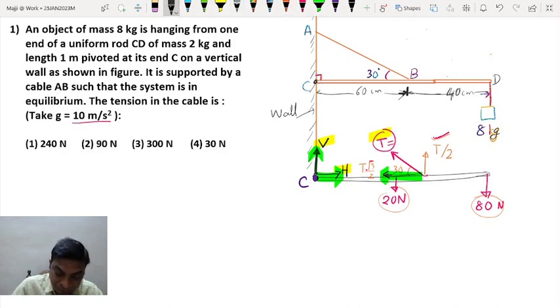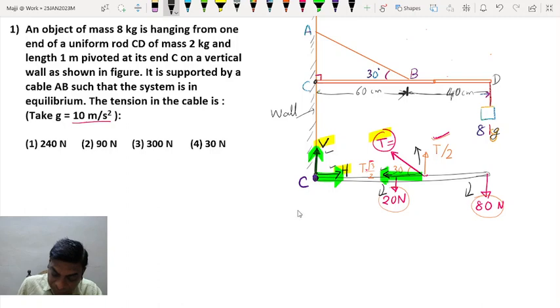So applying the condition of rotational equilibrium, you can see the weight of the rod and the weight of the block apply clockwise moments, whereas the vertical component of tension applies an anti-clockwise moment. Moment of forces due to these forces shown by green color will be zero because their lines of action pass through this point C, about which we are about to apply the condition of rotational equilibrium.